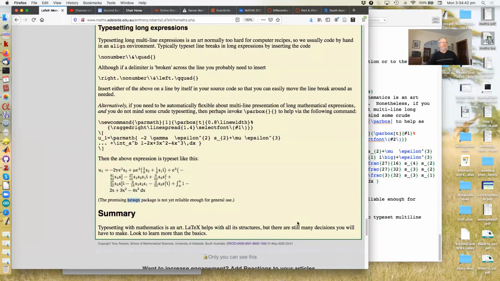Okay, so that's it for mathematical typesetting. It is an art. LaTeX helps, but there's still many decisions you have to make. Just ensure you don't muck up what LaTeX knows. Right, so that's the last in this series of talks. Good luck with all your LaTeX.